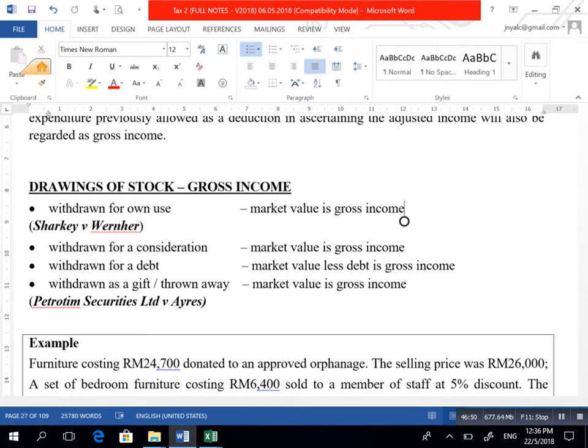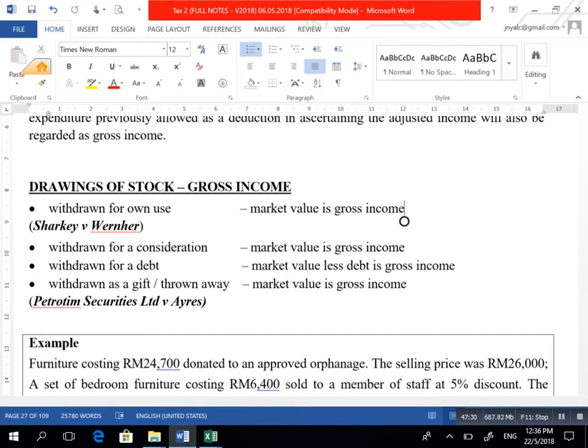So class, for the stock that you withdraw for own use, the market value must still be treated as gross income, correct? First question: is this taxable income or non-taxable income? Taxable income, right? First thing you determine is taxable income. Second, is this income included in the P&L or not? No, because you withdrew it, you never recorded it as sales, correct? So second, not included in the P&L. Third, adjustment. Yes, add back. You must add back, right?